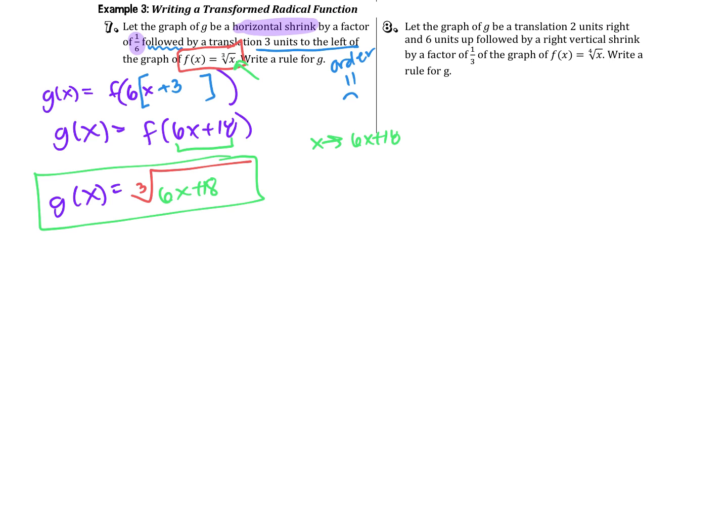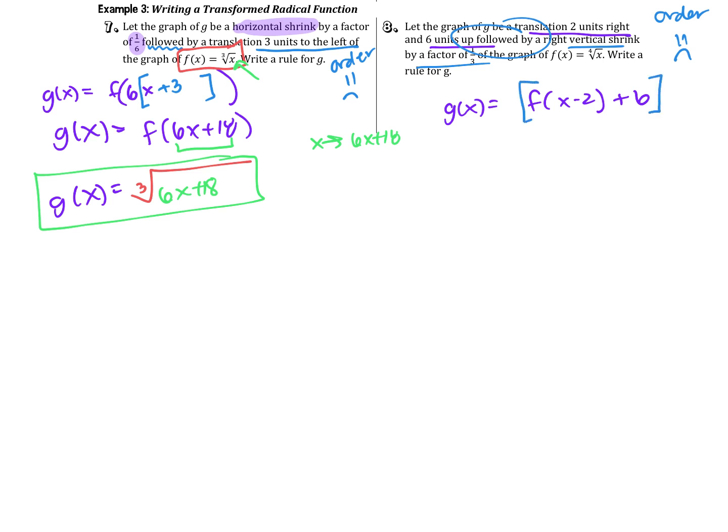Last one, let the graph of G be a translation 2 right and 6 up. Okay. So 2 to the right means on the inside we're going to have x minus 2. 6 up means on the outside we're going to have plus 6. Followed by a vertical shrink. Uh-oh, that's out of order. Vertical shrinks and stretches are supposed to happen first, of 1/3.